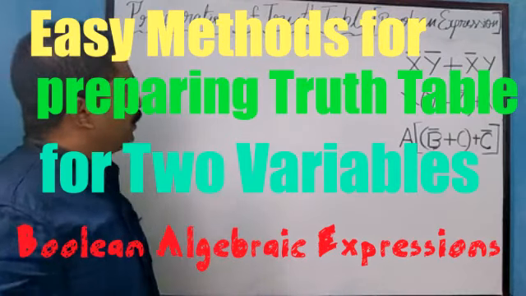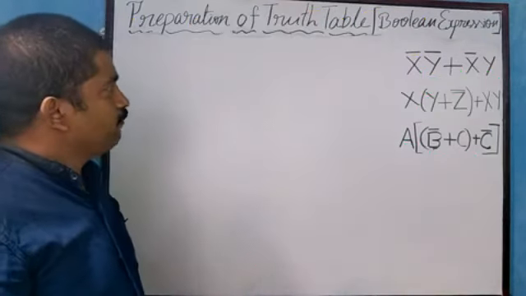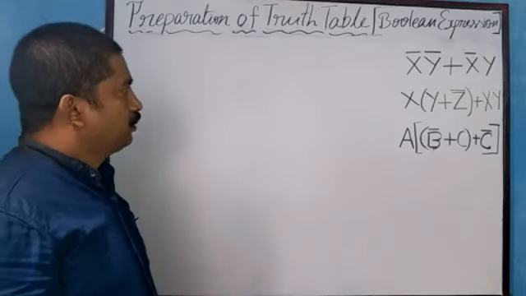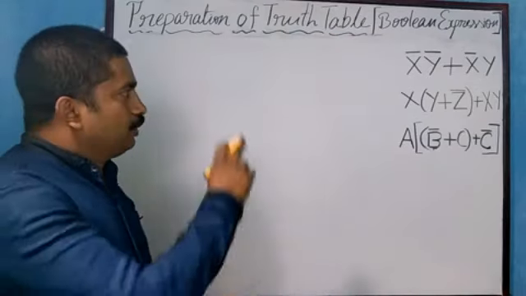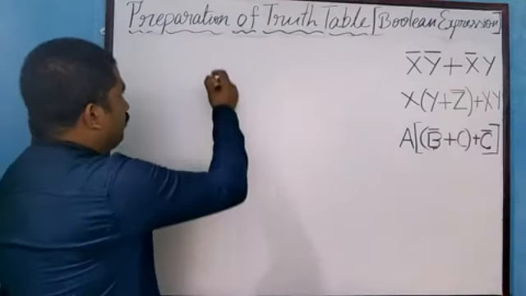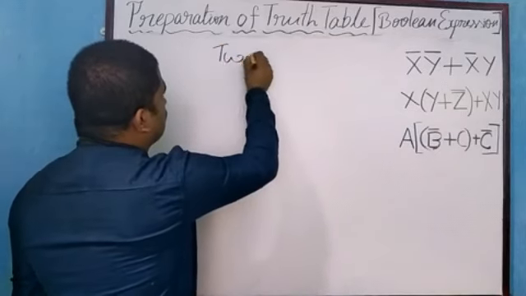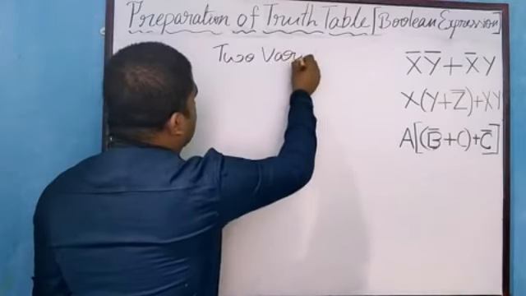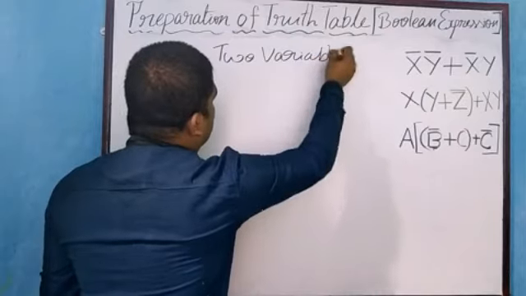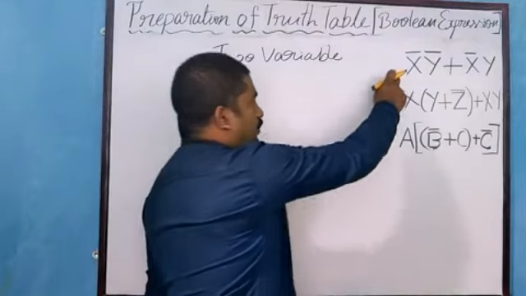The preparation of truth table for Boolean algebraic expression. So let us study how to prepare the truth table for 2 variable and 3 variable expression. First let us study about the 2 variables. Two variable expressions. So see here, we have different expressions.